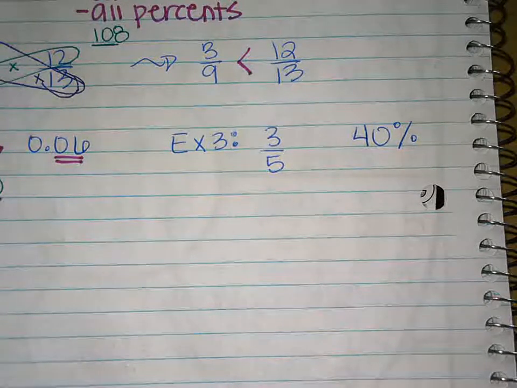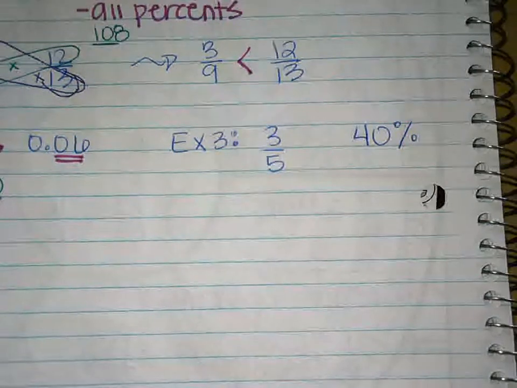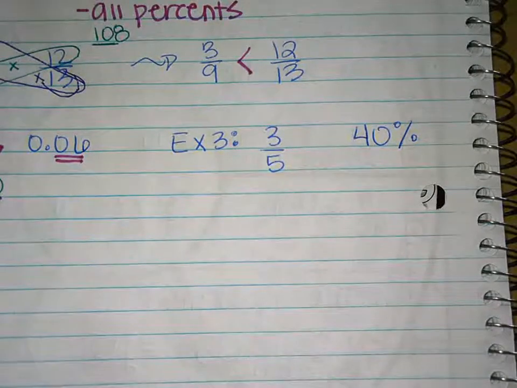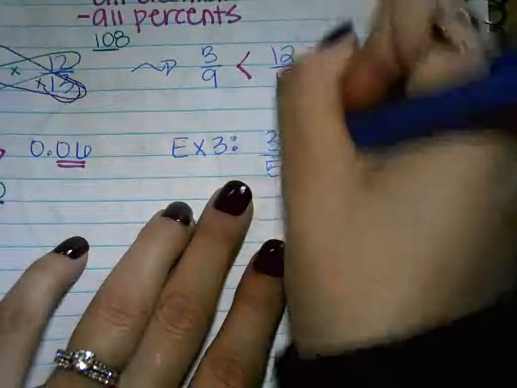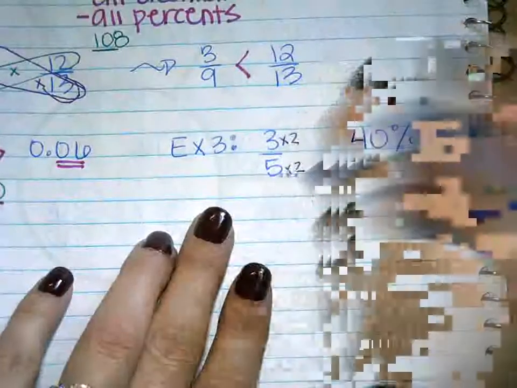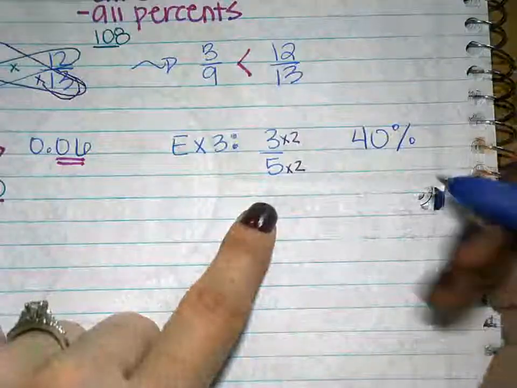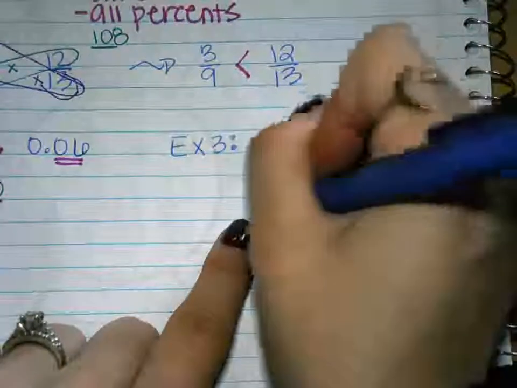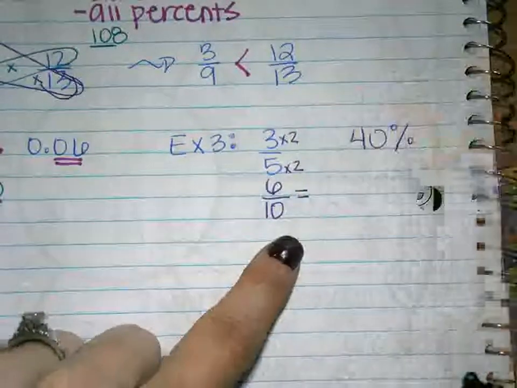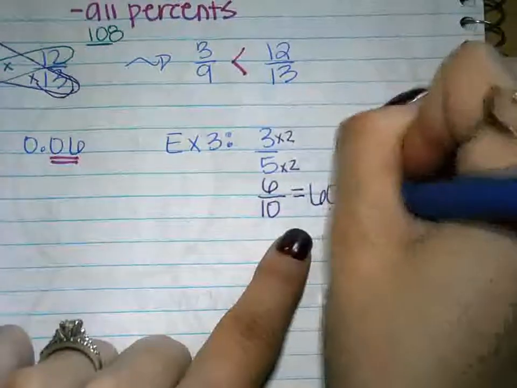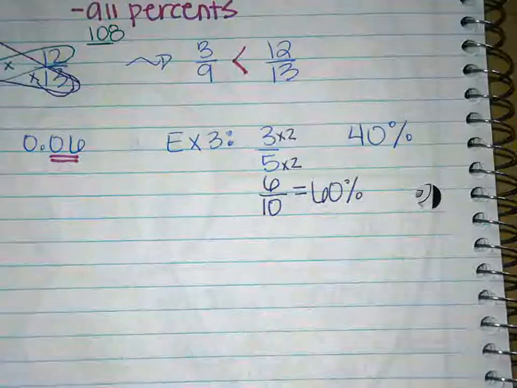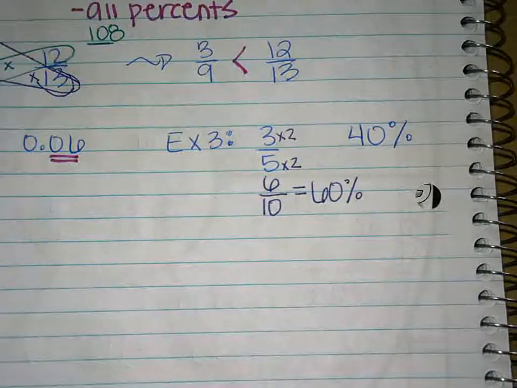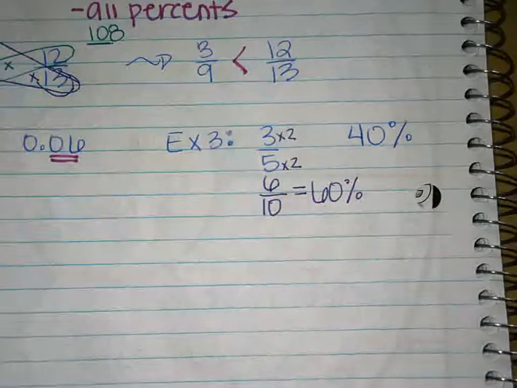Someone raise their hand and tell me what's my trick. How could I easily find this one? Izzy? You do both of them times 2, so you can get 10, and then your answer would be 60%. Because 3 times 2 is 6, and then 5 times 2 is 10. And that equals? 60%. Very good. So remember, getting it over 10, getting it over 100 makes our life easier.